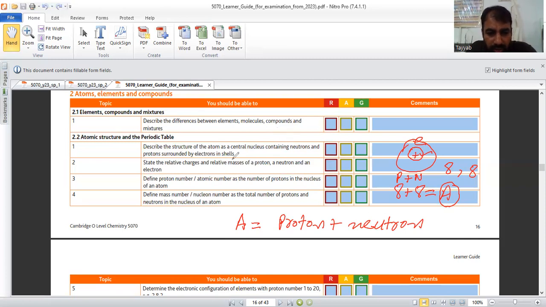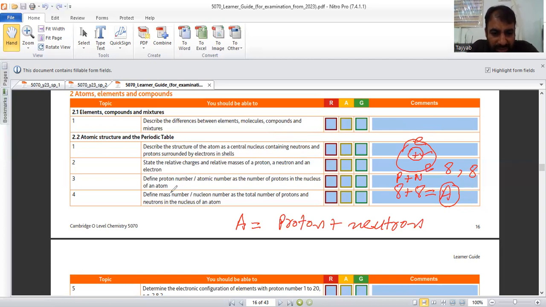Protons are surrounded by electrons in shells. It is already clear that there is the same number of electrons, and these electrons exist in imaginary paths which are called shells. For example, in the first shell there are always 2 electrons, maximum 2 electrons. It can be 1 in the case of hydrogen. Then in the second shell, you can place 8 electrons, but these can be less than 8: 2, 3, 4, 5, even 1. We will discuss this in the periodic table portion, which is coming in this chapter as well. So this is clear, hope so.